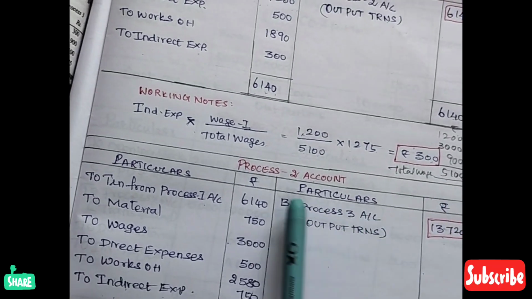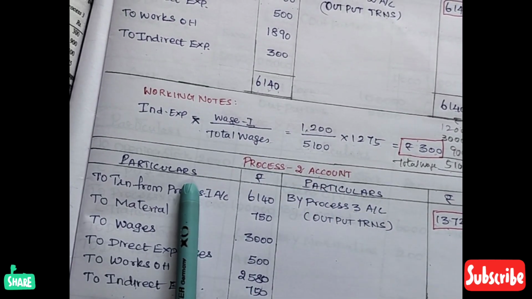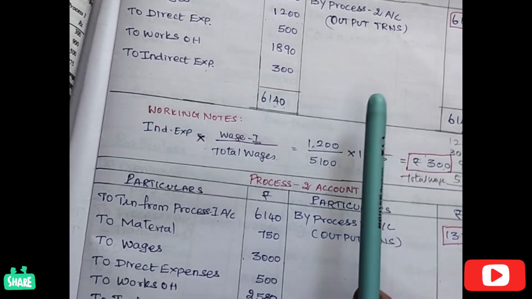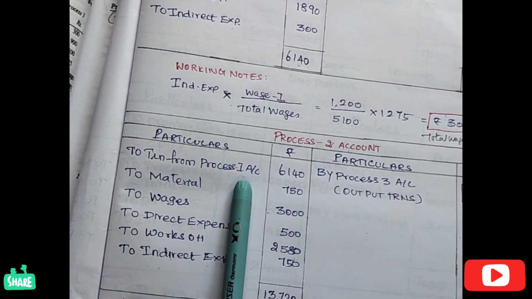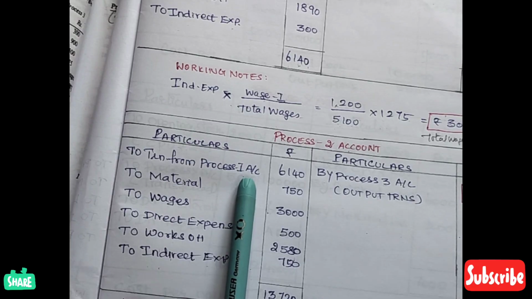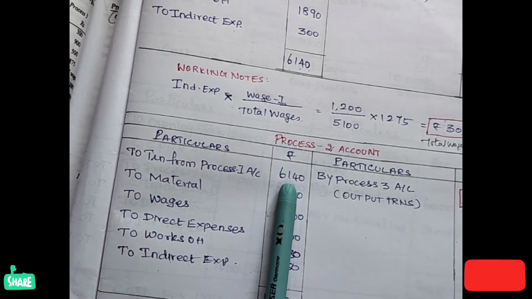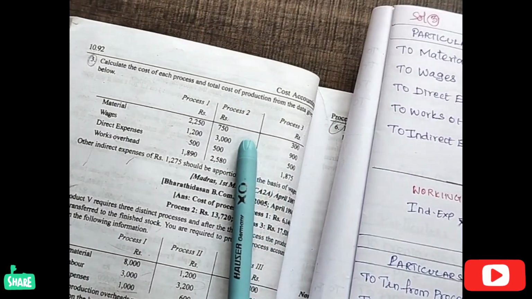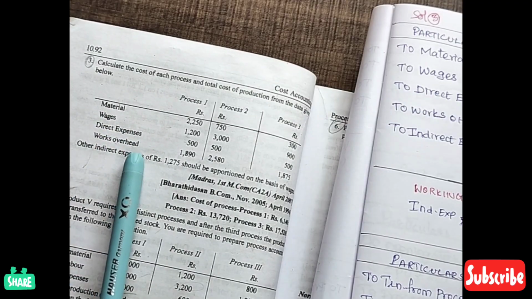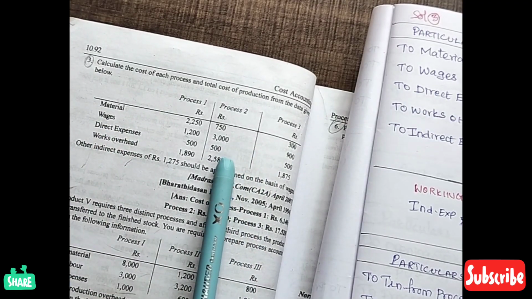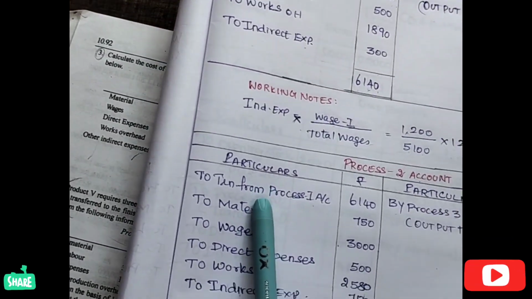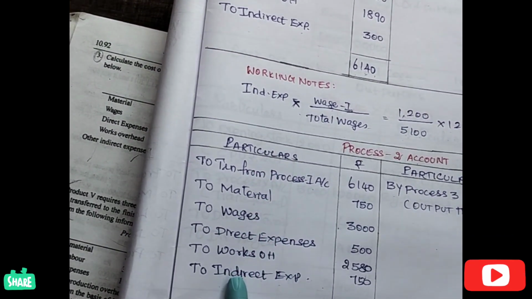We started process 2 account. First entry, what do you have to write here? We take the process 1's output and transfer to process 2. Okay, so you have to write here: to transfer from process 1's account 6,140 entered. Let's see what they have given in the question for process 2. Material, wages, direct expenses, works overhead: 750, 3,500, 2,580. We will enter on the debit side.